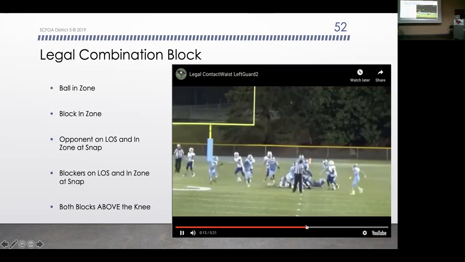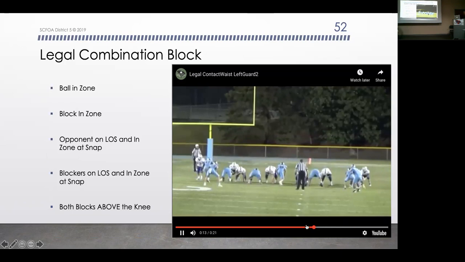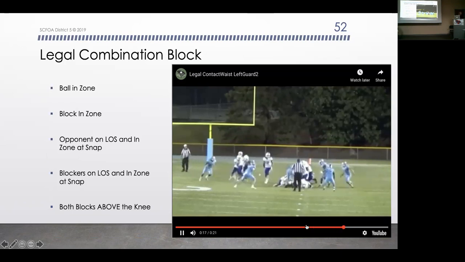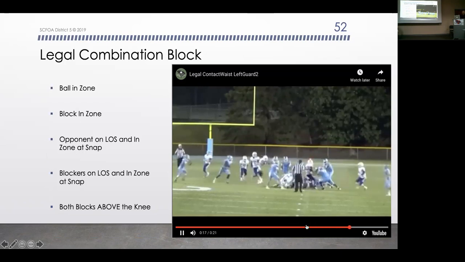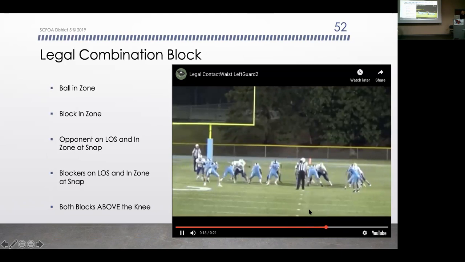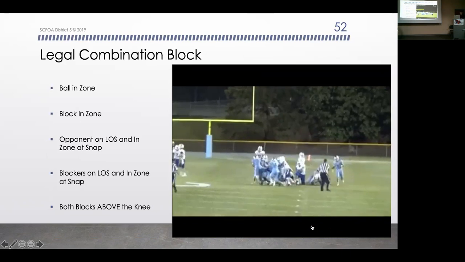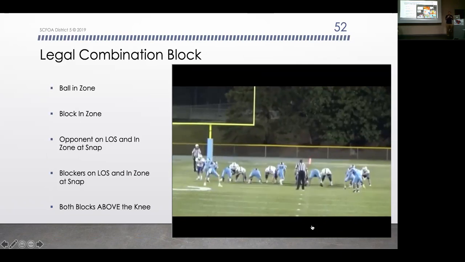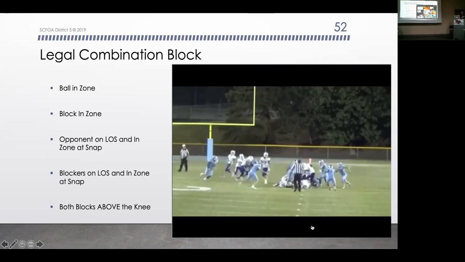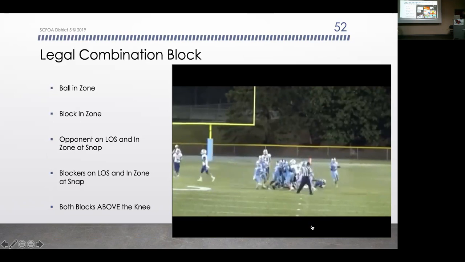So if he gets him above the knees, below the waist, could that be legal? It's going to be these two guys right here on this guy right here. The ball is in the zone, and both offense and defense are on the line of scrimmage, so they're able to legally block below the waist. Contact is at the waist. There's two of them, but there's nothing below the knee. That's a legal combination block.